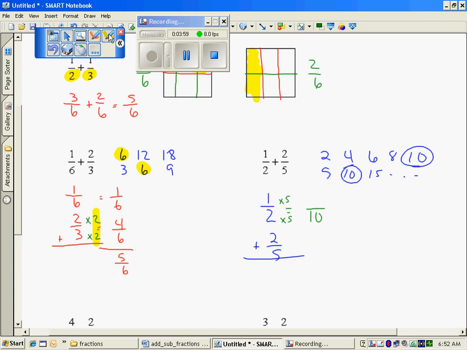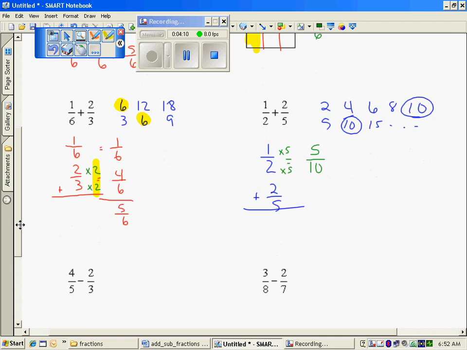So I must do the same in the numerator. 5 divided by 5 is 1. So I really haven't changed the 1/2. I've just made it a new fraction, 5/10, although it represents the same amount. Changing the bottom, I'm going to multiply each of these by 2 over 2, which is again 1, giving 4/10. Combining 5/10 and 4/10, I get 9/10.